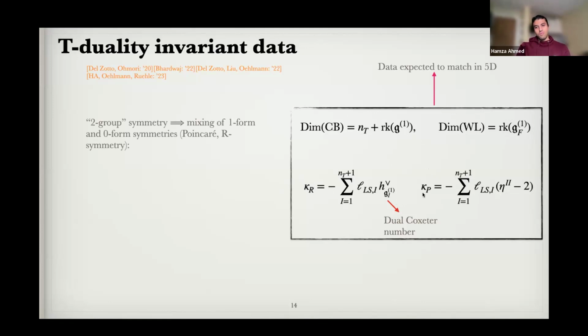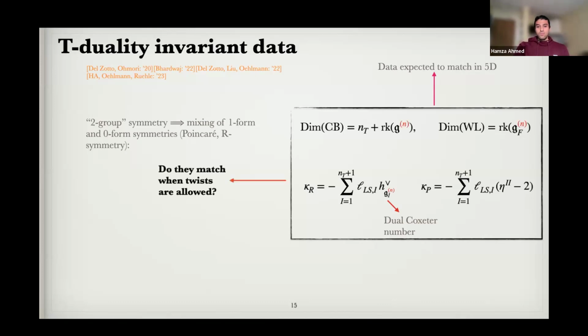Here, these kappa R and kappa P essentially encode what is known as the 2-group symmetry of the theory, which encodes the mixing of the 1-form symmetry that I introduced earlier and the 0-form symmetry, so the conventional symmetries of the theory, the Poincare and the R symmetry in this case. The exact formulas are not important, but the reason we expect these to match is because you can interpret these as certain mixed anomalies in the theory. And of course, for any duality, we expect the anomalies to match.